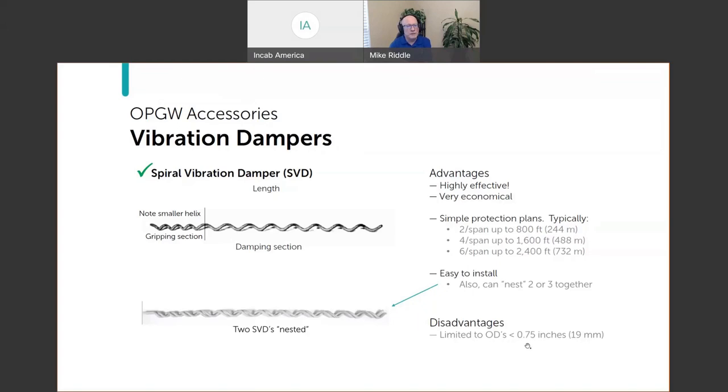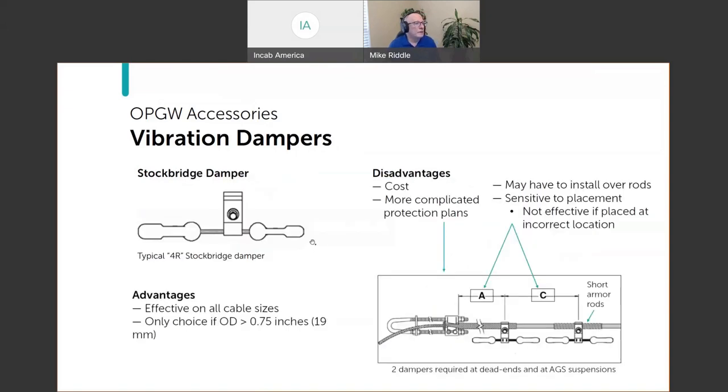And placement doesn't matter. They can go anywhere. I should have put that up here. Placement doesn't matter. They're easy to install, although they can be long. You can install them from a pole because you can kind of corkscrew them on. And you can nest 2 or 3 together. So that makes it really easy. This is a picture of 2 SVDs that have been nested together.